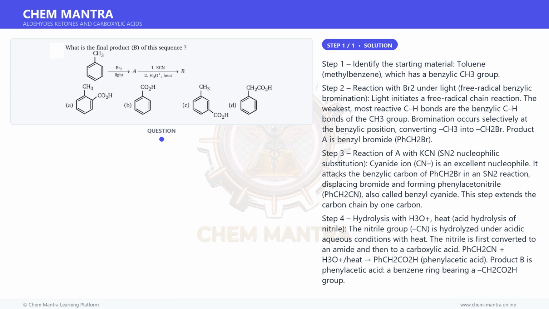PhCH2CN plus H3O+ and heat gives PhCH2CO2H, phenylacetic acid. Product B is phenylacetic acid, a benzene ring bearing a CH2CO2H group.